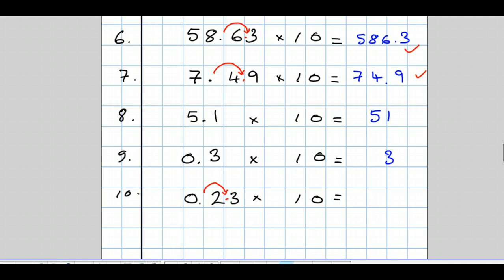And in question 10, you should have got, is that right? No, we don't have a 0 in front of a string of whole numbers, so it should be 2.3. Okay, hopefully you got those 5 right.